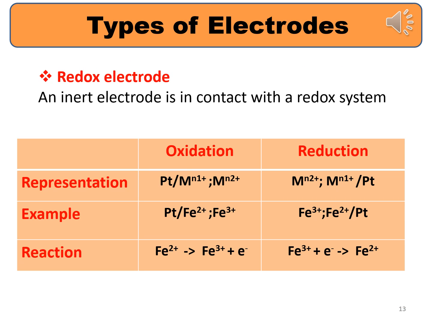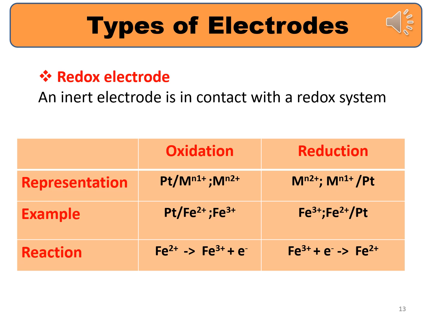Another type of electrode is a redox electrode. In this type of electrode, an inert electrode like platinum is in contact with a redox system. For example, when a platinum electrode is immersed in a mixture of ferric chloride and ferrous chloride solution, that is Fe2 plus and Fe3 plus solution, or a platinum electrode is dipped in a mixture of ceric sulfate and cerous sulfate, that is cerium 4 plus and cerium 3 plus solution.